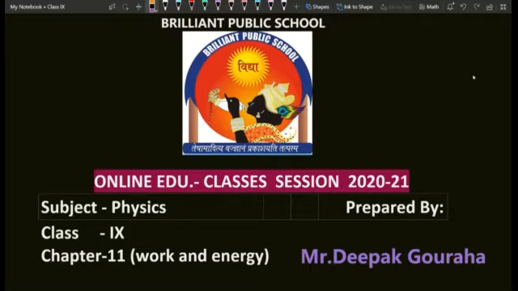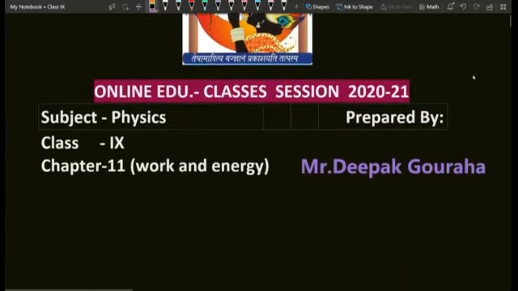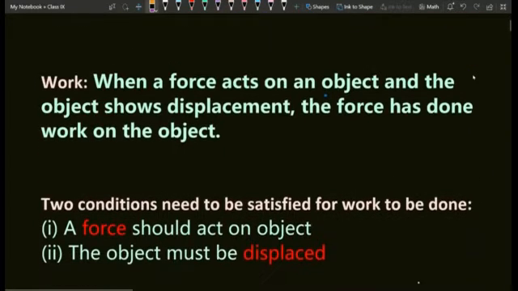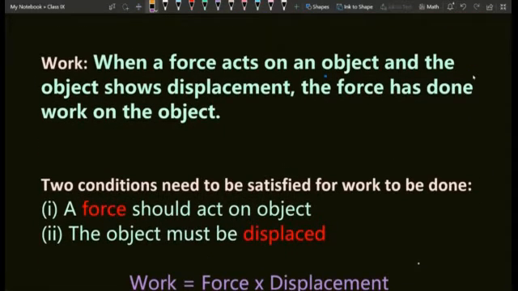In this video, we will discuss the introduction of chapter 11, that is work and energy, and we'll learn something about work. This is for class 9th physics. So our first topic is work.